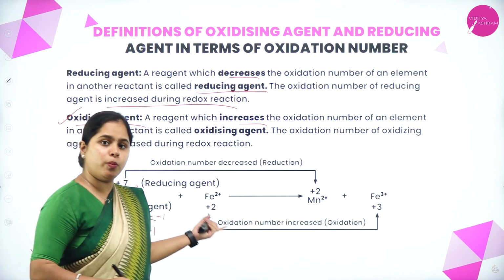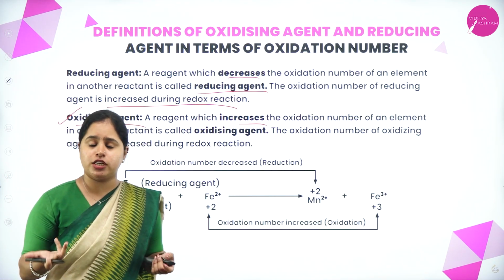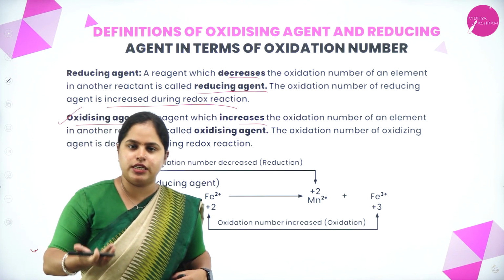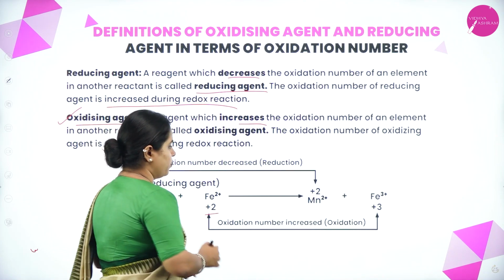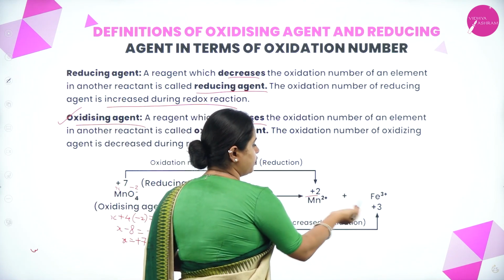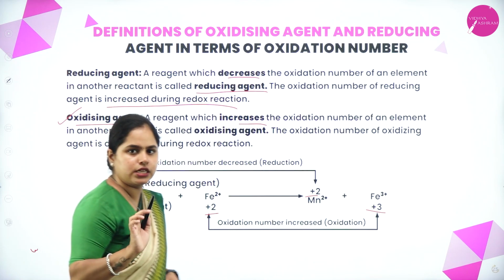Now it is Fe2+ here already. Whatever the charge on the ion is, that will be the oxidation number. We have studied this in the rules. So the oxidation number here is +2. And Mn2+ again is +2. Fe3+ is +3. So the oxidation numbers are clear.